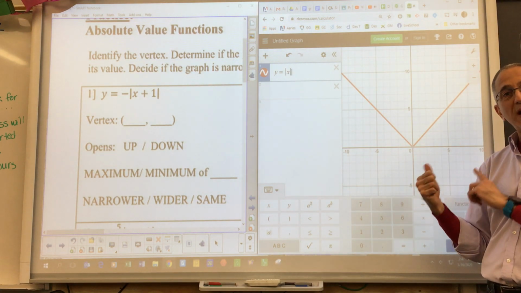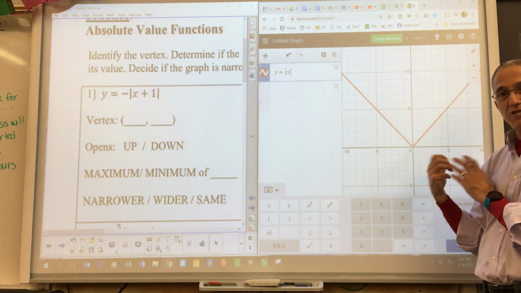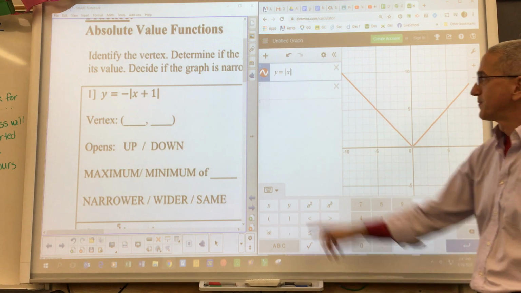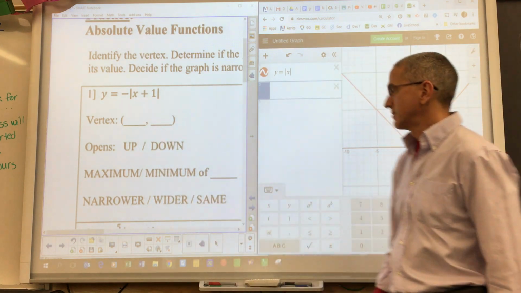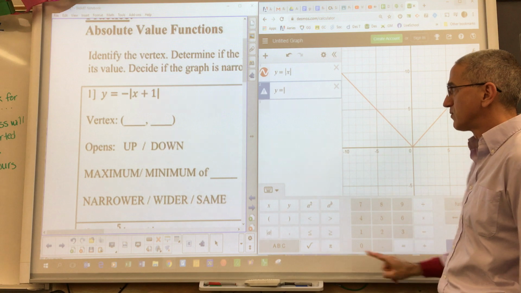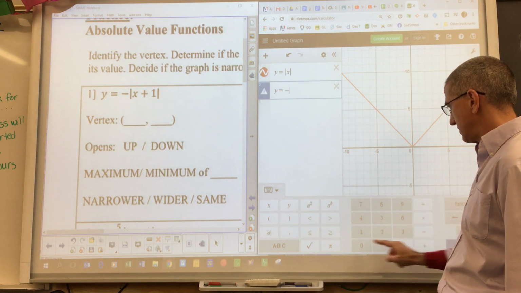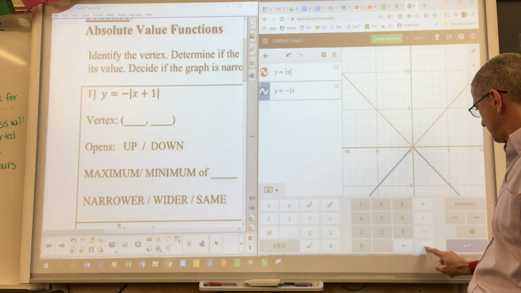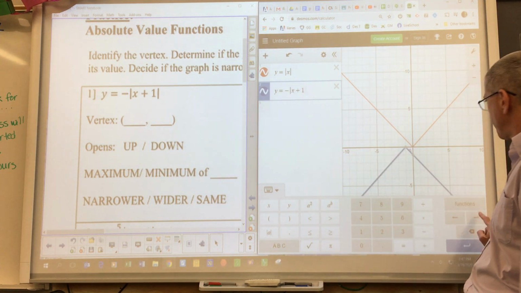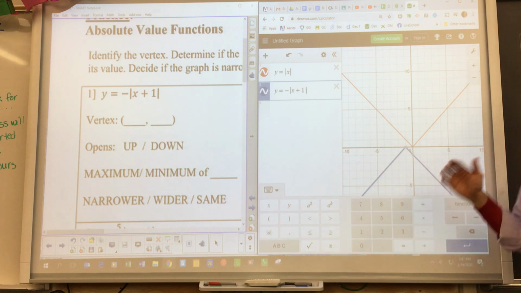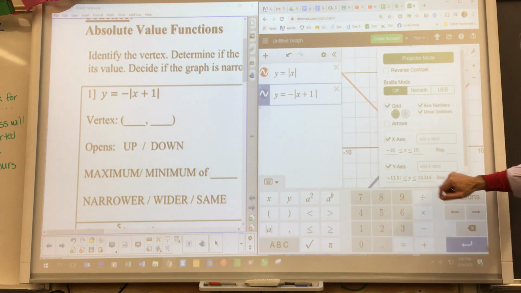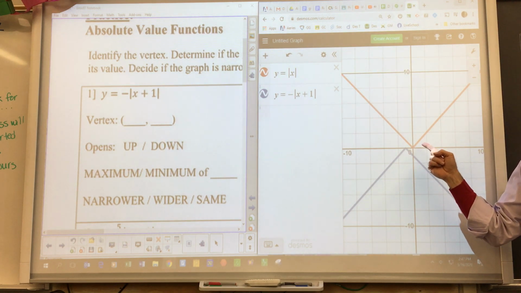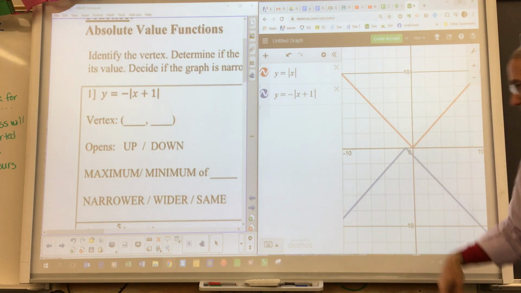All other graphs will be compared to this one. So this is my boss. All the other ones will be changed in some way. For example, this first one, y equals negative absolute value of x plus 1. I can see one obvious difference: it's not facing up anymore, it is facing down.